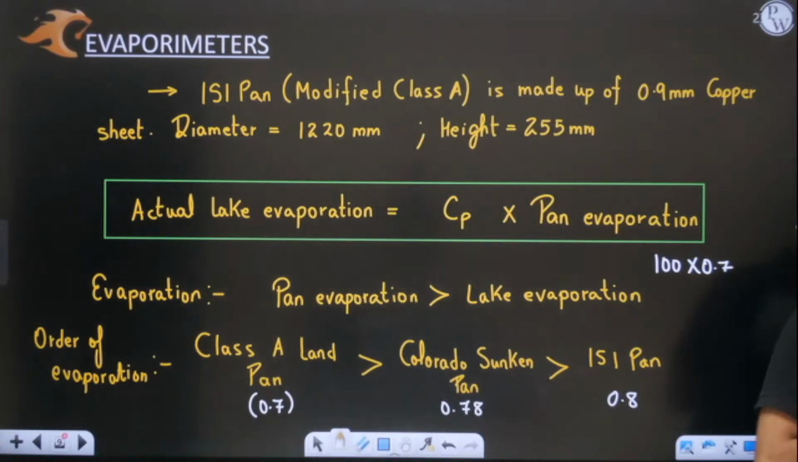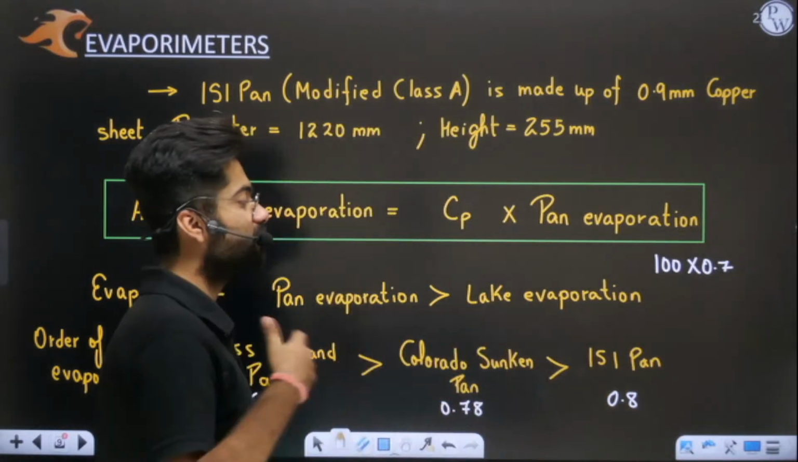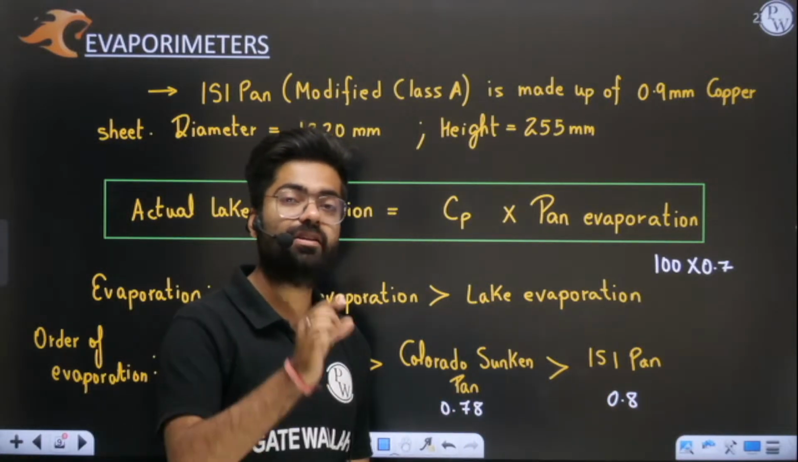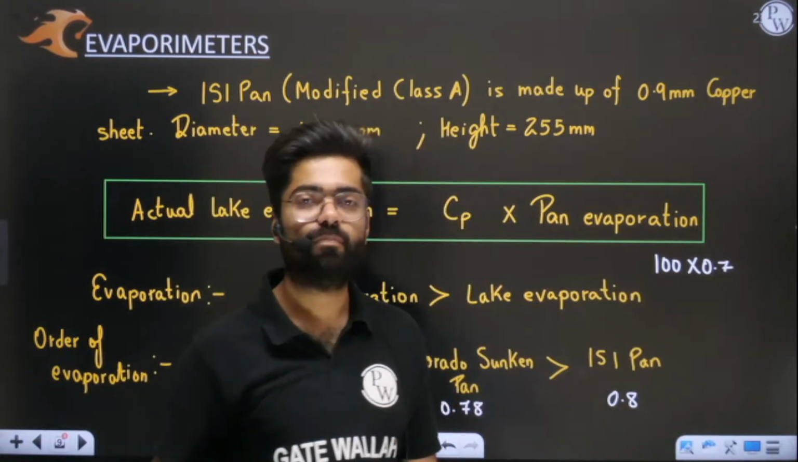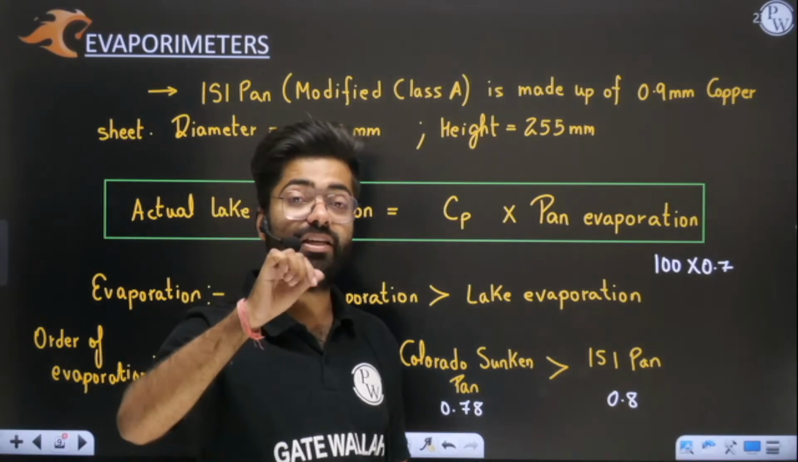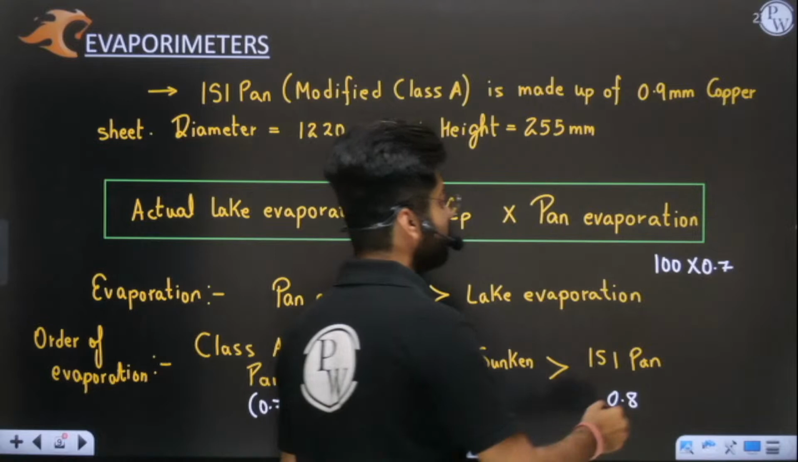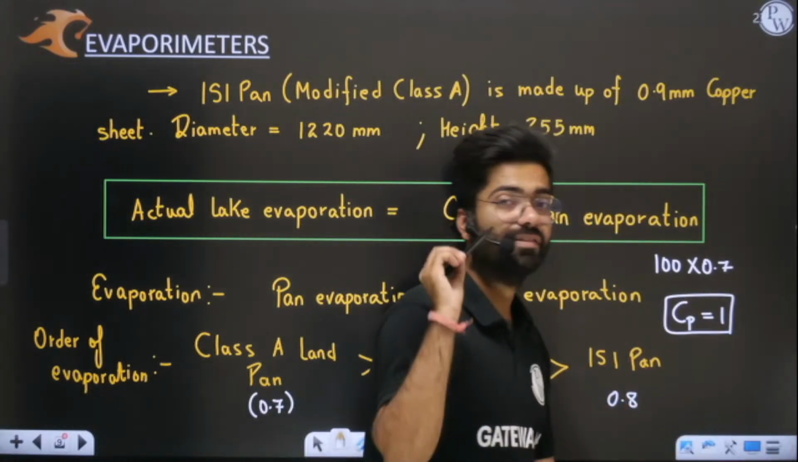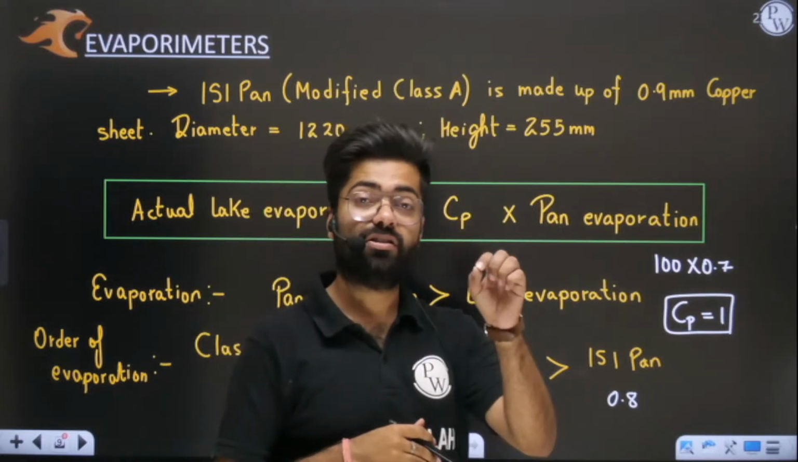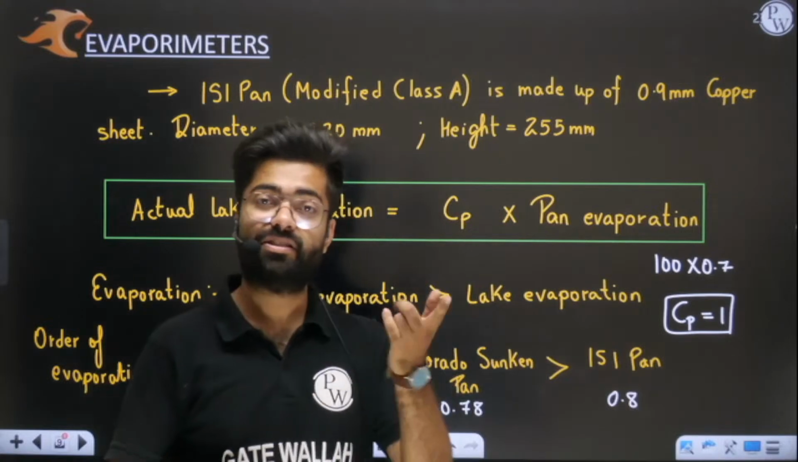Is this thing clear? But since Indian pan does not evaporate too much water, it already gives you lesser evaporation, and that too equal to that of lake evaporation. That's why pan coefficient is near to 1, or you can say more. If you have Cp equal to 1, it means it has lower evaporation, and evaporation is so low that it is equal to lake itself. That's why Cp is equal to 1.